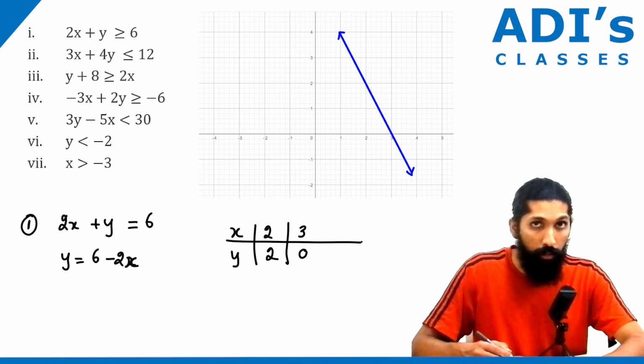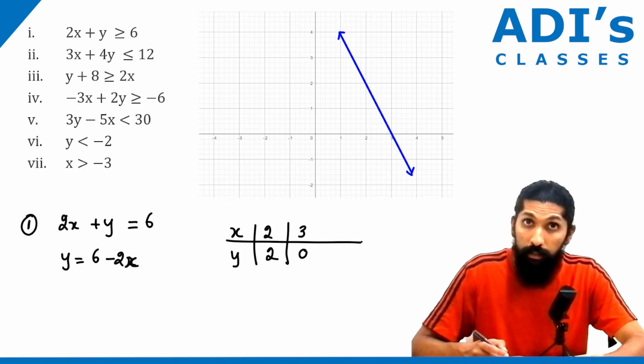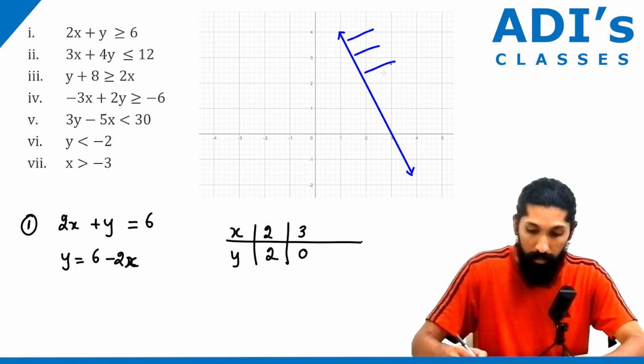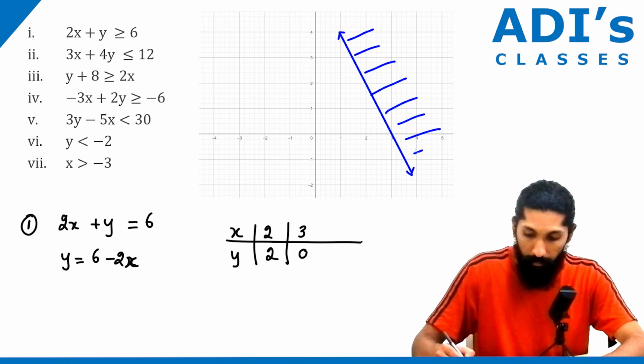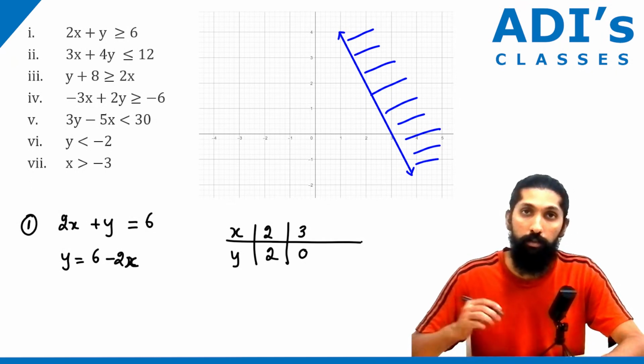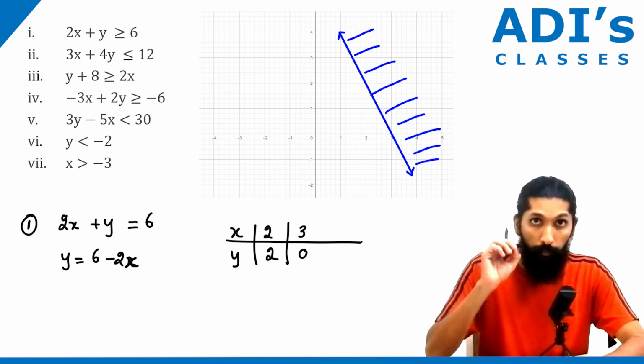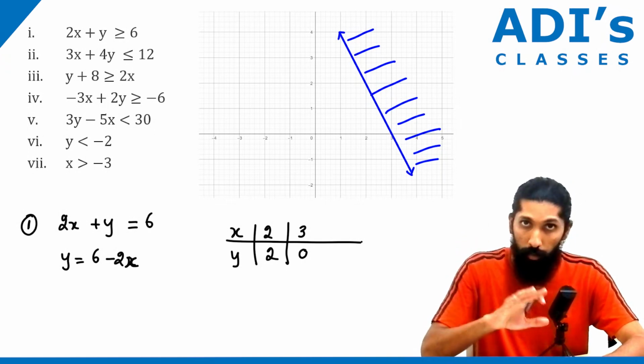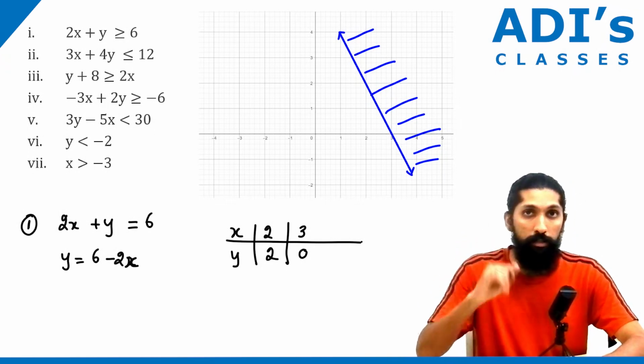Now, look at the inequality. Inequality is greater than or equal to. So since it is greater than or equal to, this is going to be the region. Okay, this is going to be the region. So for the first one, the answer is going to be this. Alright, I hope all of you are clear with this. Now, let's solve the next one.